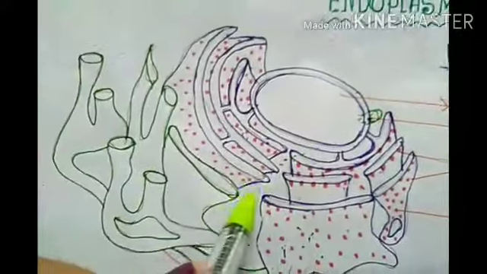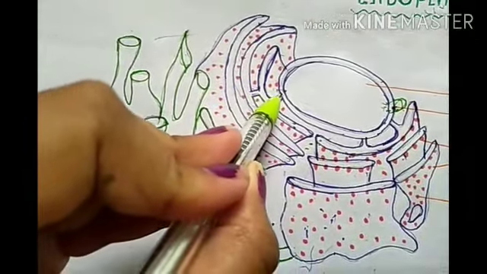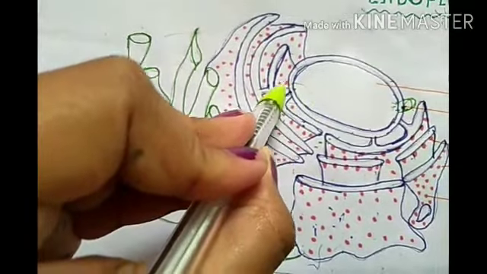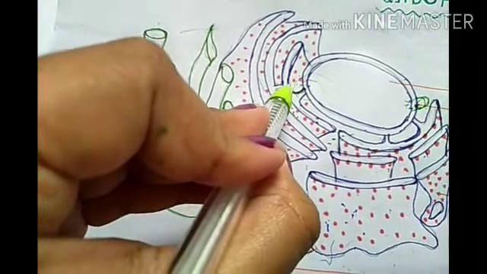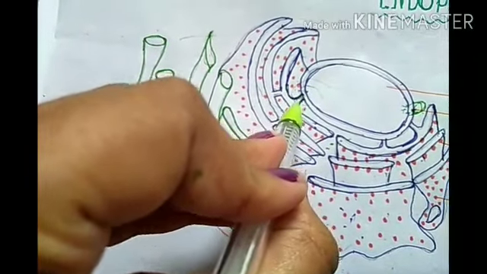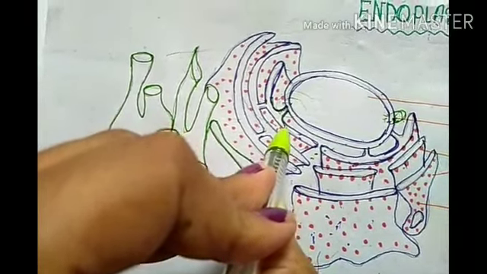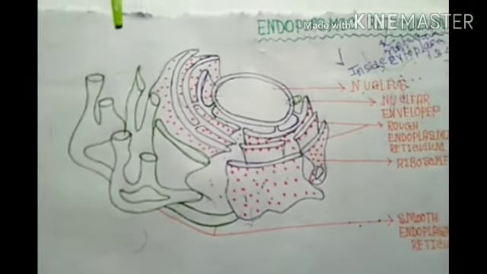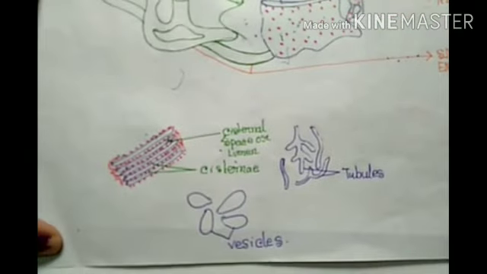The ER appears by outfolding of the outer membrane of the nuclear envelope. Here see this, the ER appears from the outer membrane of the nuclear envelope. On the basis of morphology, the endoplasmic reticulum is made of three types of structure.